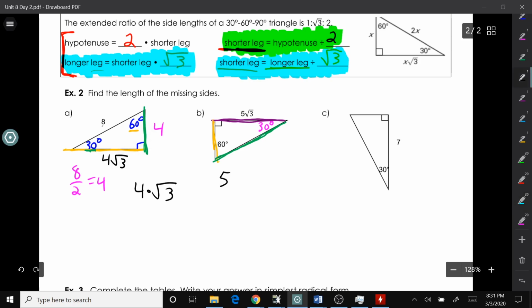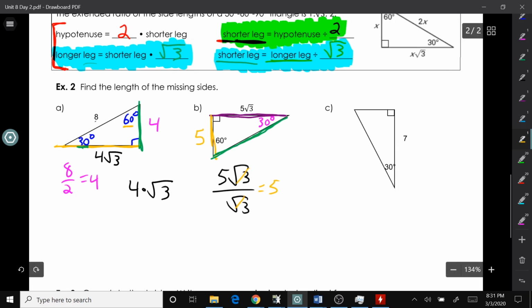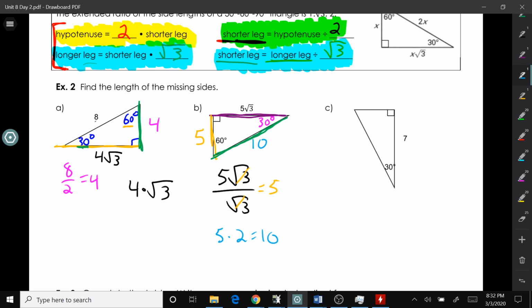If we take the long leg and divide it by the square root of 3, these cancel, and we're left with 5. So we get 5 for the short leg. Now, the hypotenuse is 2 times the shorter leg. Our shorter leg is 5, so 5 times 2 is 10. So the hypotenuse will be 10.